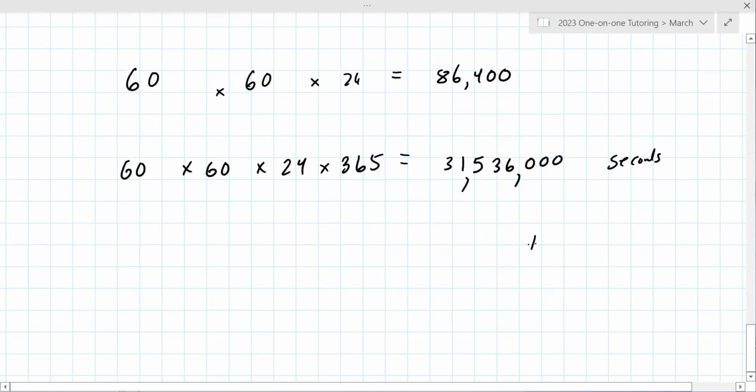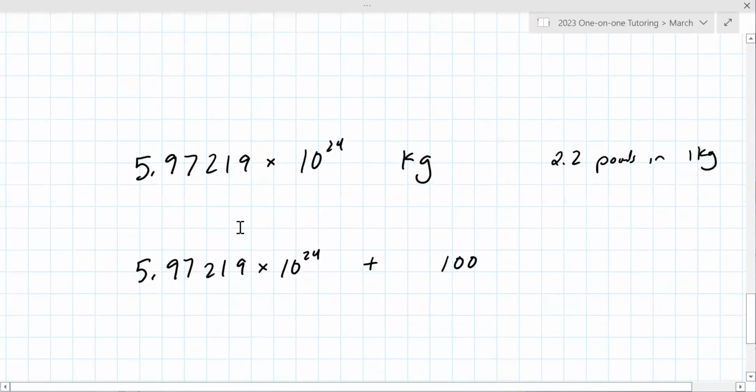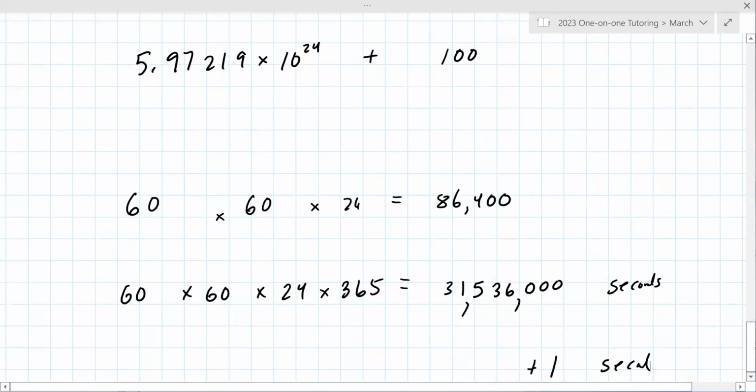So if I have the ability to add 1 more second to the year, is that meaningful? Not really, and you might have heard of leap years as one example. We're off by a little bit, but it's so insignificant that it doesn't matter. That's what I was trying to show you back here. The mass of the Earth is so large that 100 kilograms is nothing compared to that. It doesn't even factor in.